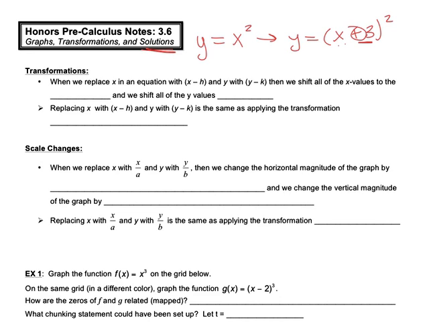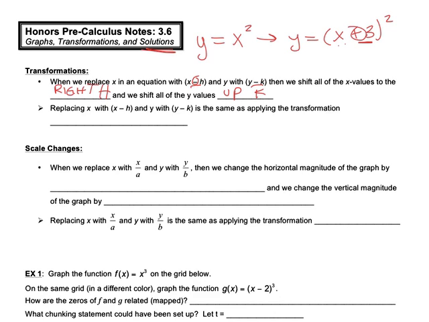So we're going to talk about that, not just how it affects the graphs, but more specifically how it affects the solutions of equations. So when we replace x in an equation with x minus h and y with y minus k, remember it's the opposite happening, and we actually shift all of the x values to the right, and we would shift all of the y values up k units. So you'd shift right h and up k. So that's how we know that it's the opposite as that sign.